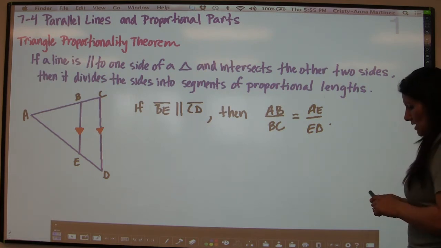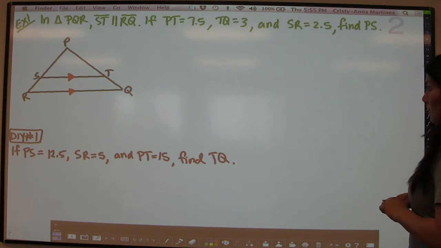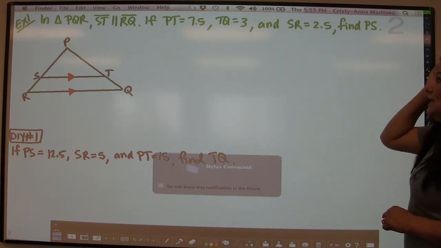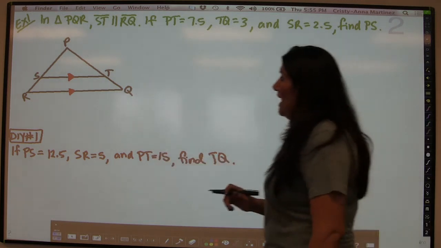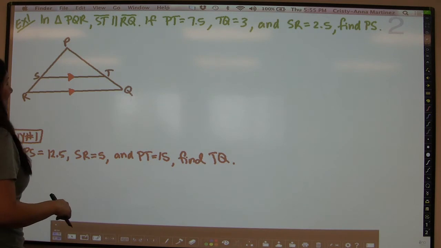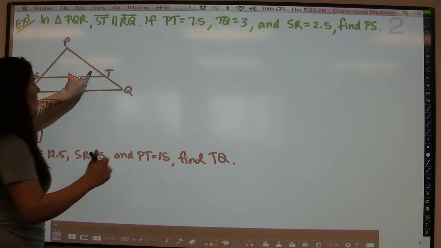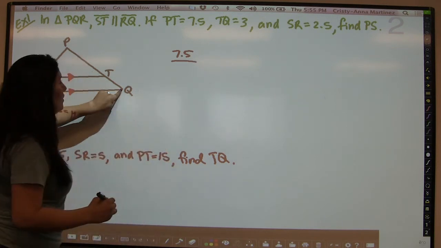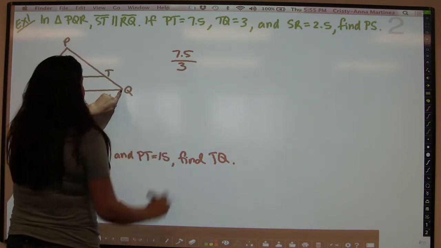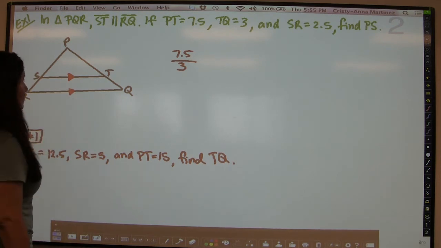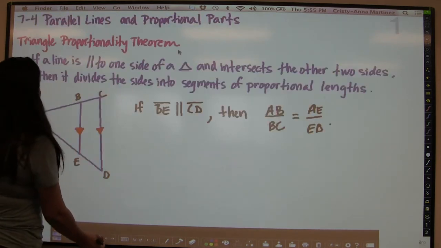If we can get my pen to function here. Oh, there it goes. In this first example, it says in triangle PQR, ST is parallel to RQ, and if PT is 7.5 and TQ is 3, so remember we said that if they're parallel, then it divides the sides proportionally.